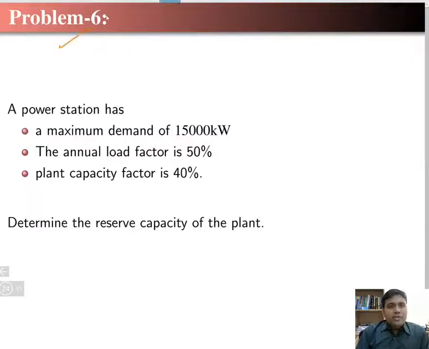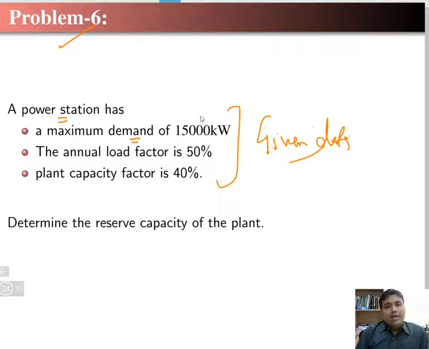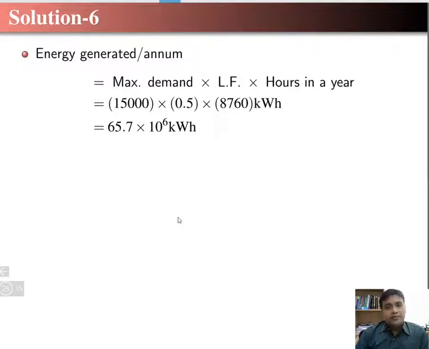Problem number 6, you have to calculate for a power station the maximum demand. These data are given, where maximum demand is given to be 15,000, annual load factor 50%, plant capacity factor 40%. Determine the reserve capacity of the particular power plant. So what is the energy generated per annum then?